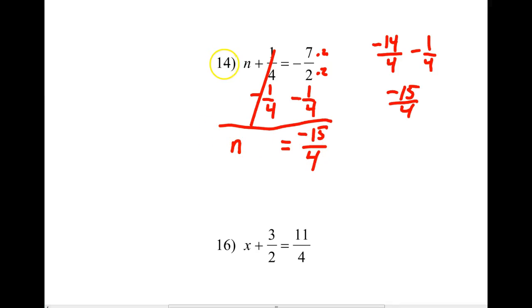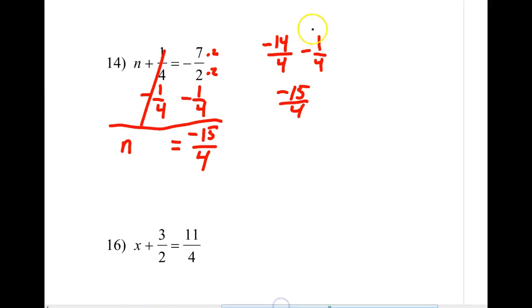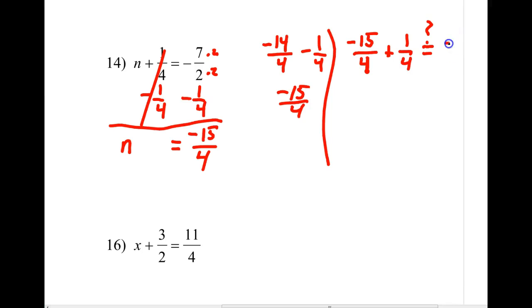But since this is an even problem, you would do a check. So if I'm doing a check, I would just take my answer and say negative 15 over 4, plus 1/4. Does that equal negative 7 over 2? Okay. So we'll get negative 15 plus 1 is negative 14 over 4. And then when you reduce the left-hand side by 2, you get negative 7 over 2.